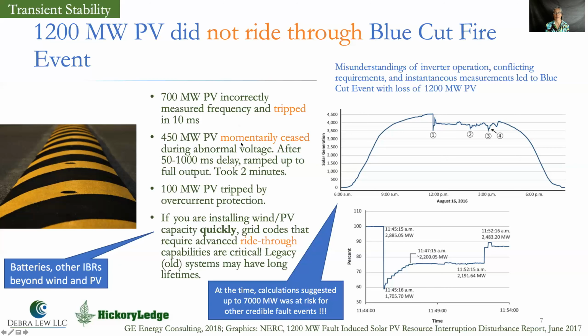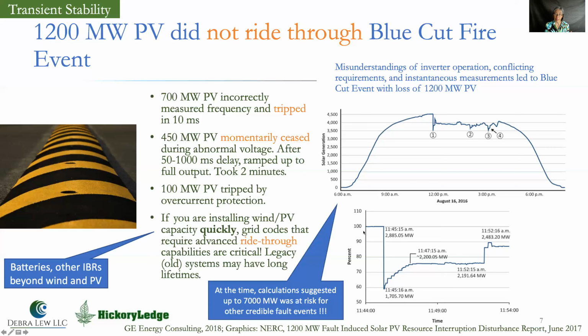450 megawatts of PV went into this momentary cessation mode, where it saw that voltages were depressed or low and blocked injection of current, and then it had some delay, and then it started to ramp output back up, and that took a while to go through all of that. So that was 450 megawatts of PV. Then there was 100 megawatts of PV that was trying to go into the momentary cessation mode and tripped because of overcurrent protection.